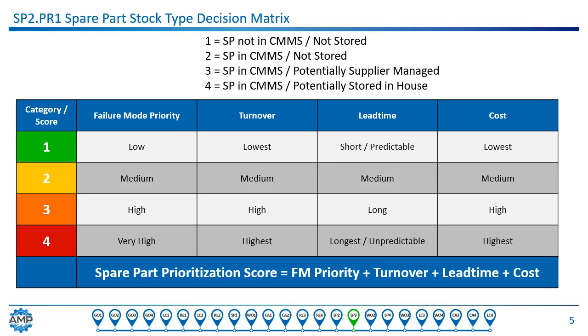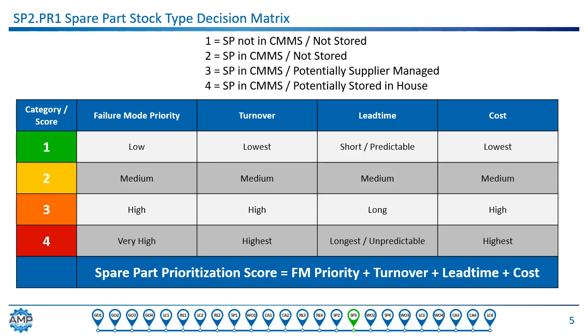This slide shows the 4 outcomes for stocking decisions. Level 1, the spare part is not in the CMMS and it's not stored. In Level 2, the spare part is kept in the CMMS, but it's not stored. Level 3, the spare part is recorded in the CMMS, but it's stored by a part supplier. And Level 4, the spare part is recorded in the CMMS and it's stored in-house.